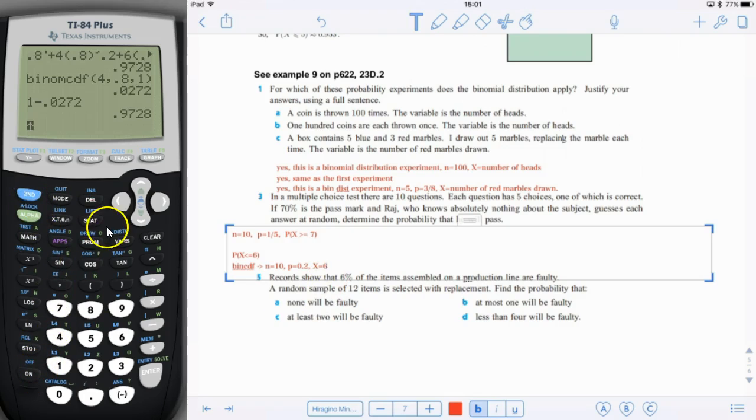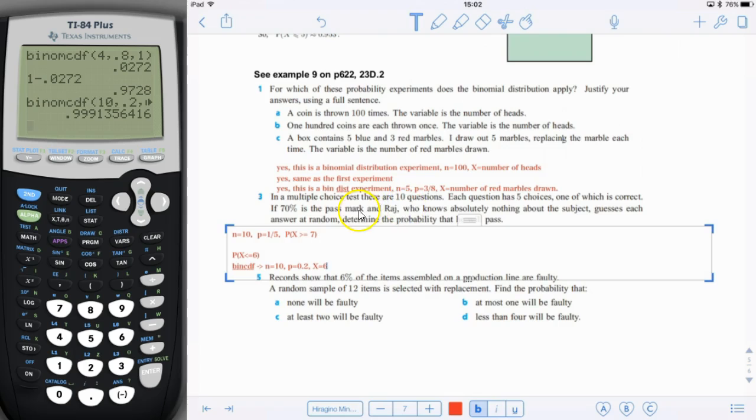We're going to turn it on. We're going to go to second distribution. We're going to go down to the second page where it has Binomial CDF, and then we're going to say there are 10 trials, and p is 0.2, and the X value is going to be 6. So the probability of getting 6 or less correct is huge. It's 0.99. Oh my gosh, it's really big.